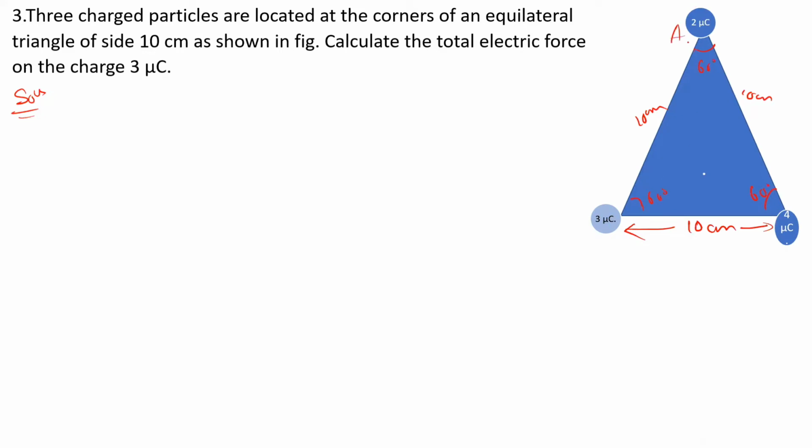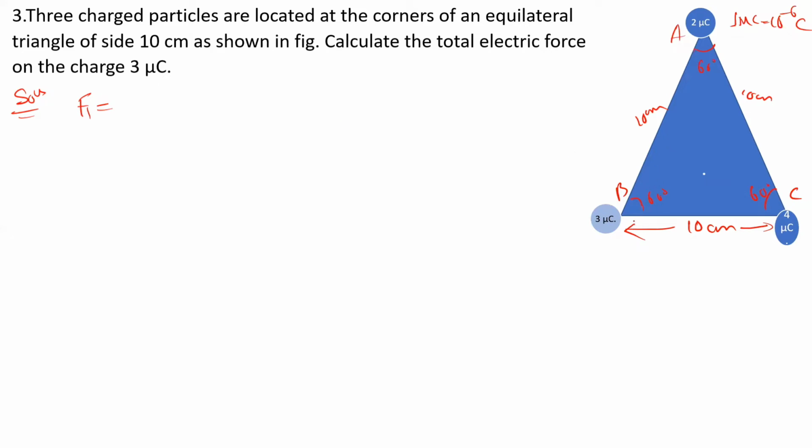I'm considering this vertex to be A, this to be B, and this to be C. For microcoulomb, we know 1 microcoulomb is equal to 10 to the power minus 6 coulomb. This we have already seen. First we will see the magnitude and then we will go to the direction. So F1 is the force.